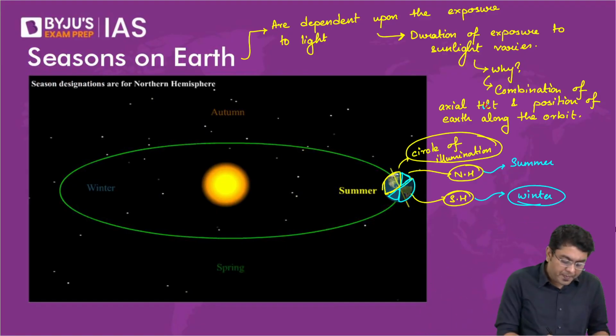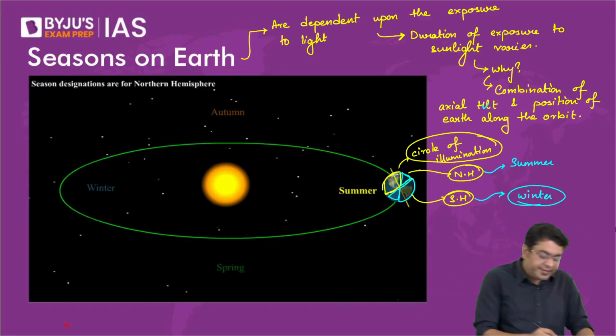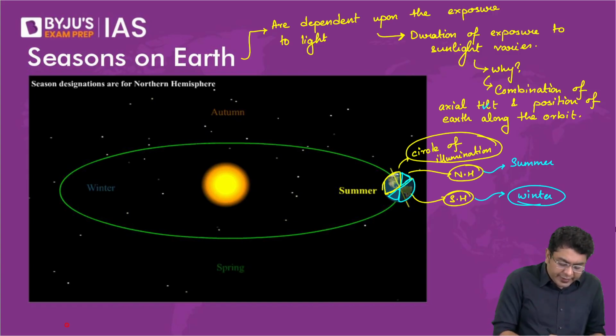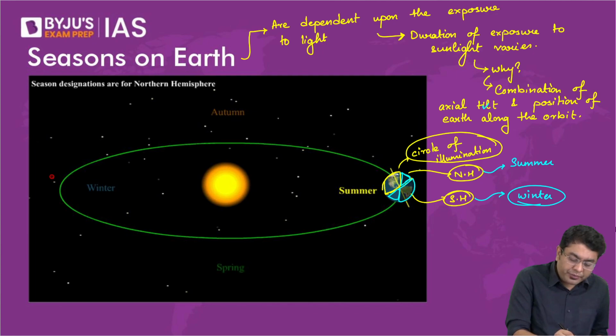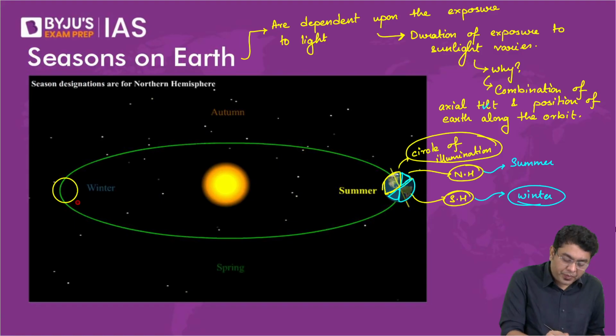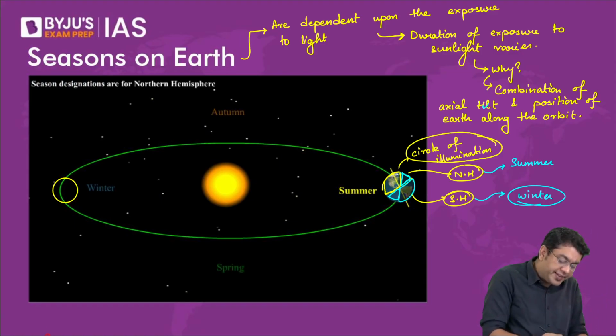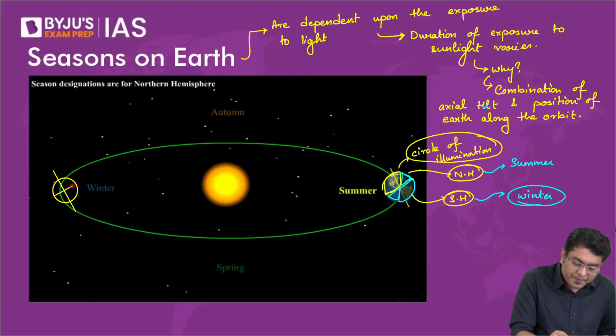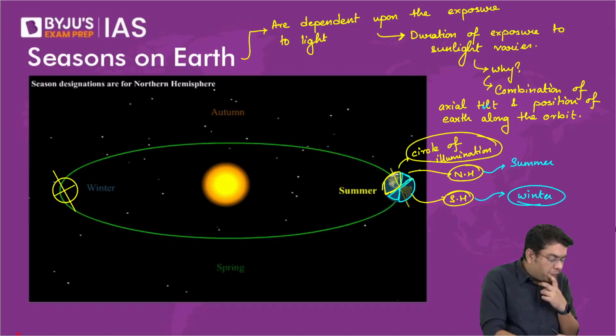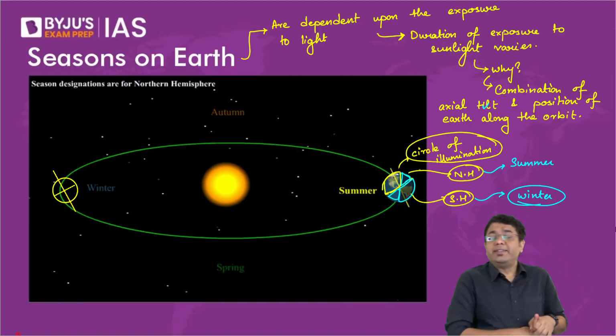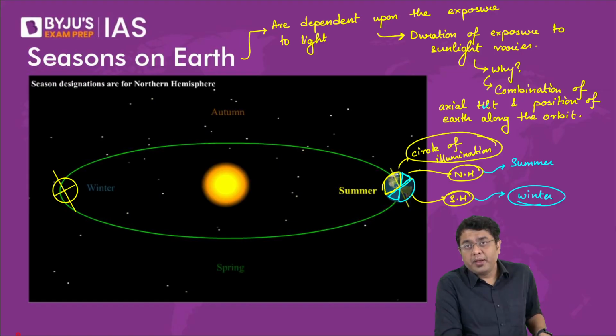Now, after this, we bring the planet in another position. Let's suppose we bring the planet here. Now the actual tilt is going to be the same. Again, let us draw the equator. Now in this position, where do you think there is a greater exposure to the sun? Southern hemisphere in this case, isn't it? Correct? Southern hemisphere in this case.